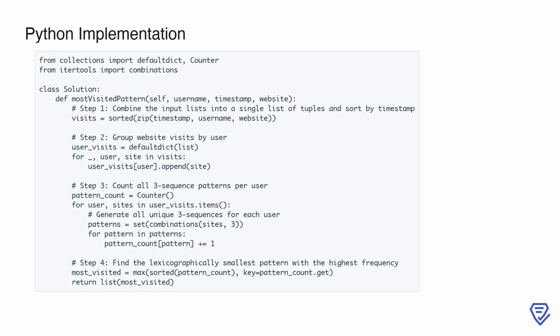Finally, the most visited pattern is determined by finding the pattern with the highest frequency in the counter object. In the event of a tie, i.e., multiple patterns have the same maximum frequency, the sorted function ensures that the lexicographically smallest pattern is chosen. The result is converted to a list and returned as the output.